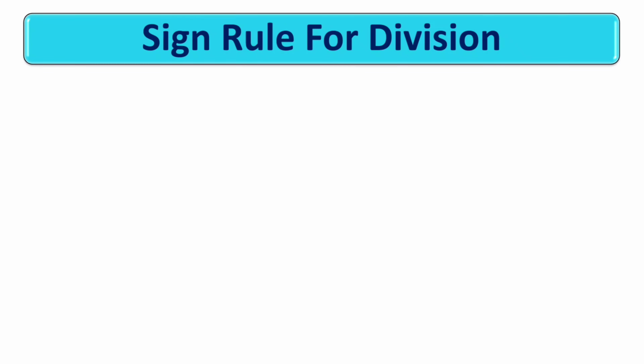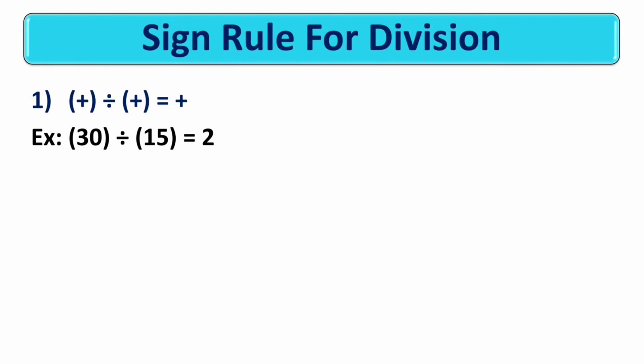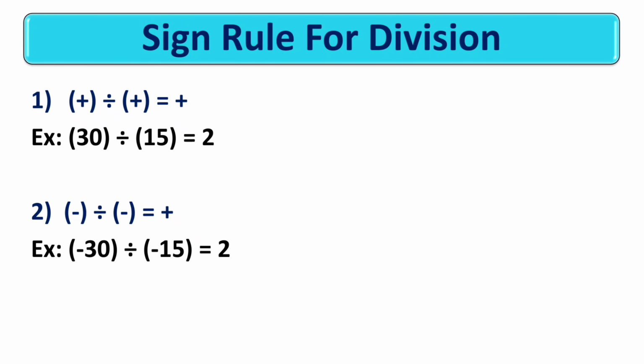The last is sign rule for division. Here the first rule is when two positive numbers are divided, we get a positive number. 30 divided by 15 gives 2. Second one is when two negative numbers are divided, we always get positive number. Minus 30 divided by minus 15 equals 2 as minus gets cancelled.